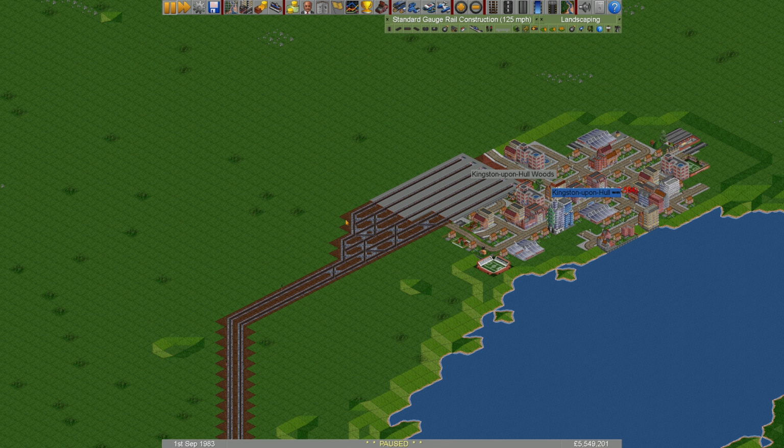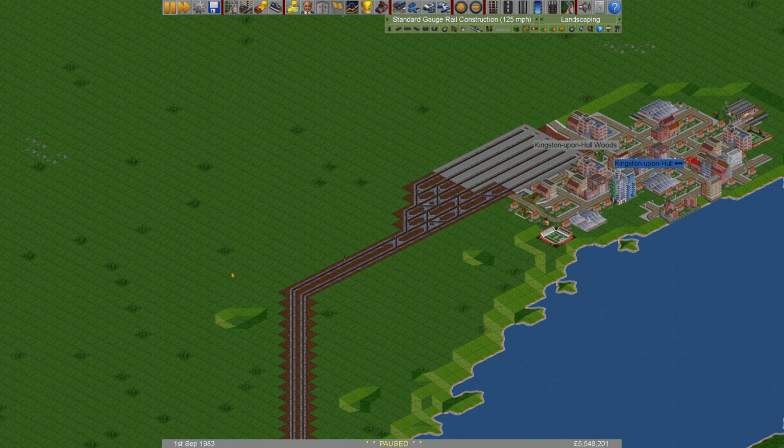So what I'm going to do now is build the depot in the same style as we've done elsewhere. So I'll build the depot and see what we've got from that point onwards. Right, see you in a minute.